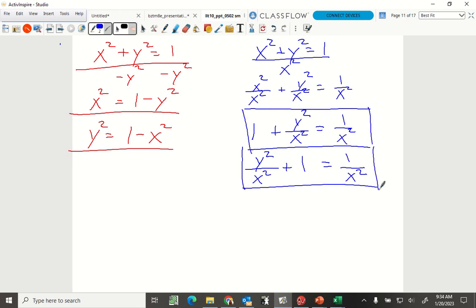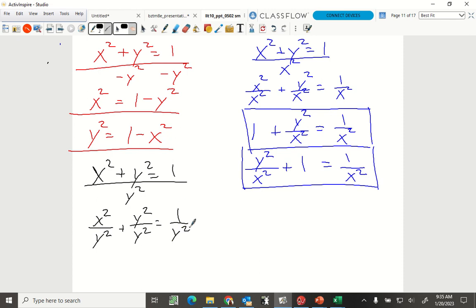And now I'm going to do the same thing. Instead of dividing everything by x squared, I'm going to divide everything by y squared. So x squared plus y squared equals 1. Divide everything by y squared, I get x squared over y squared plus y squared over y squared is equal to 1 over y squared. So that's going to simplify. X squared over y squared plus 1 is equal to 1 over y squared.